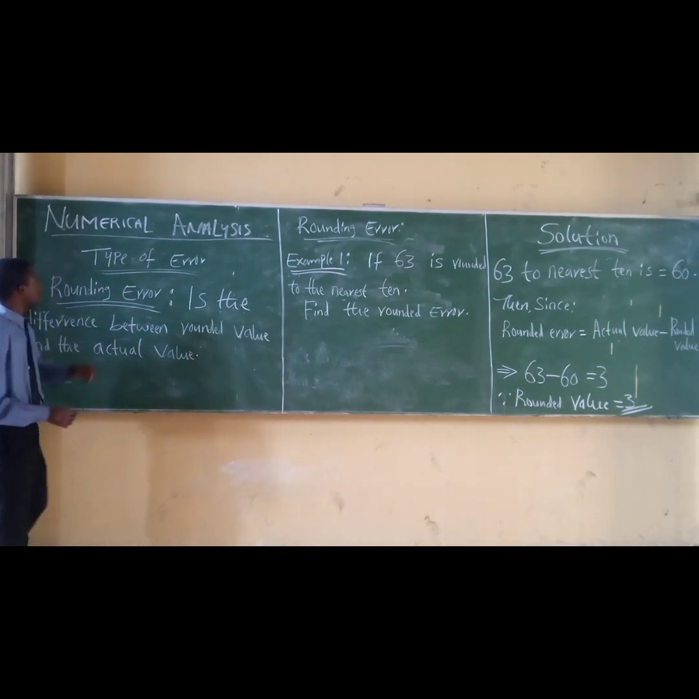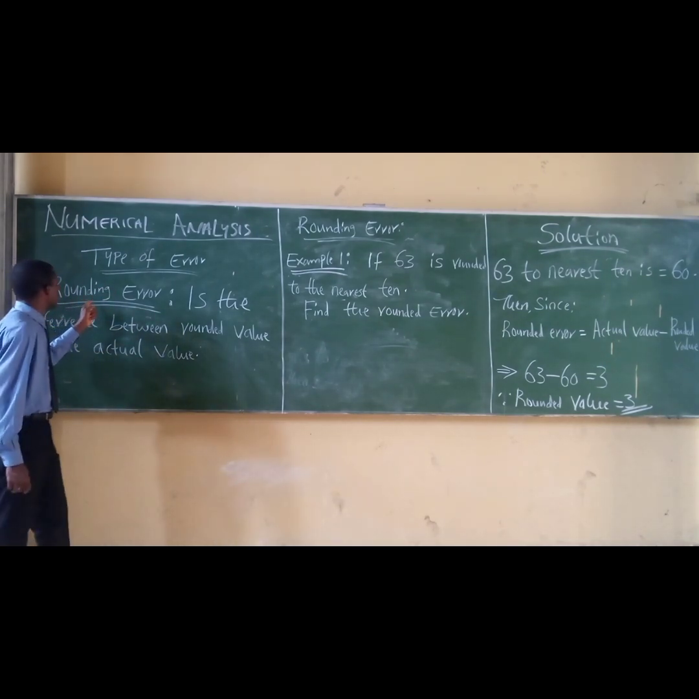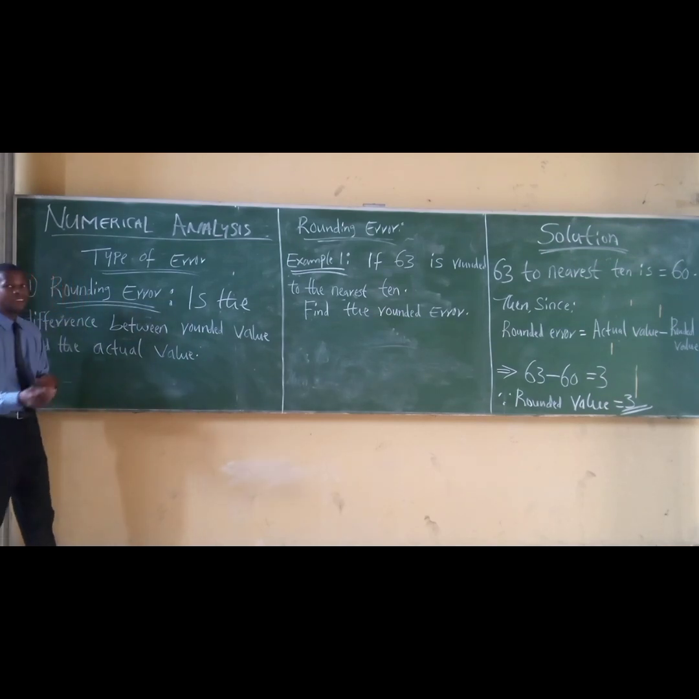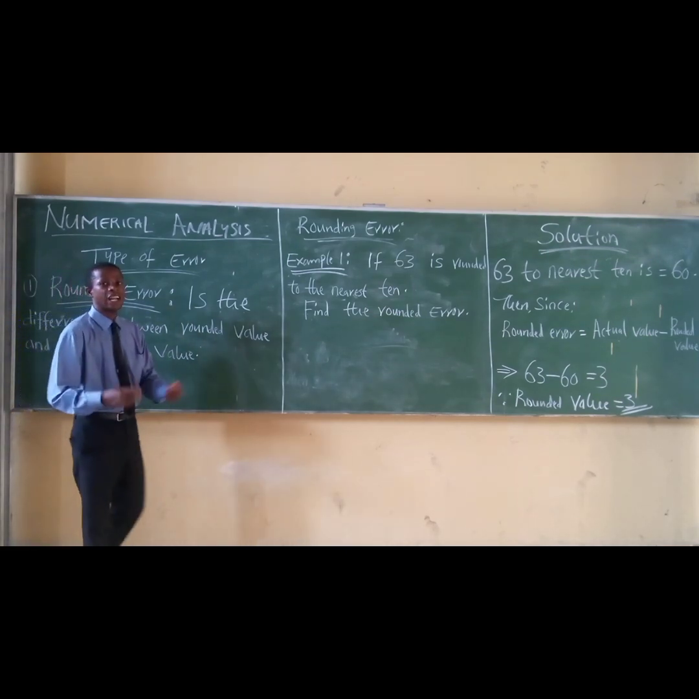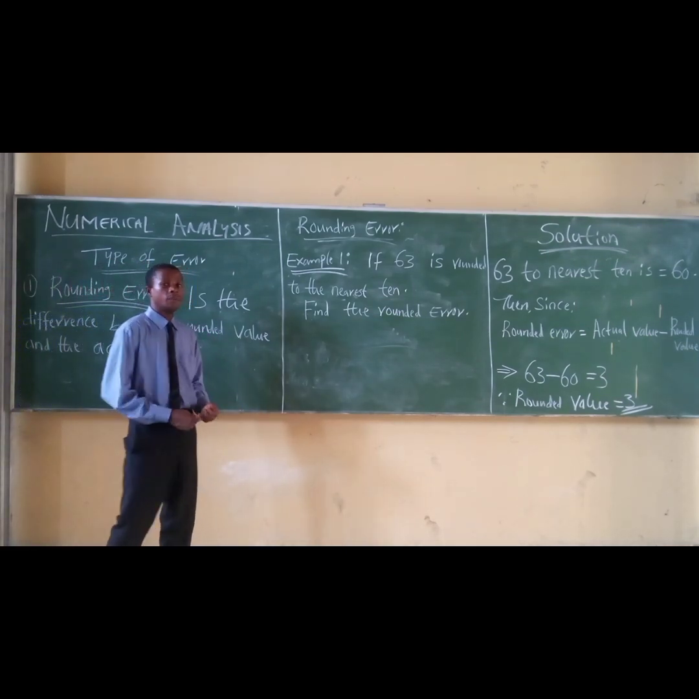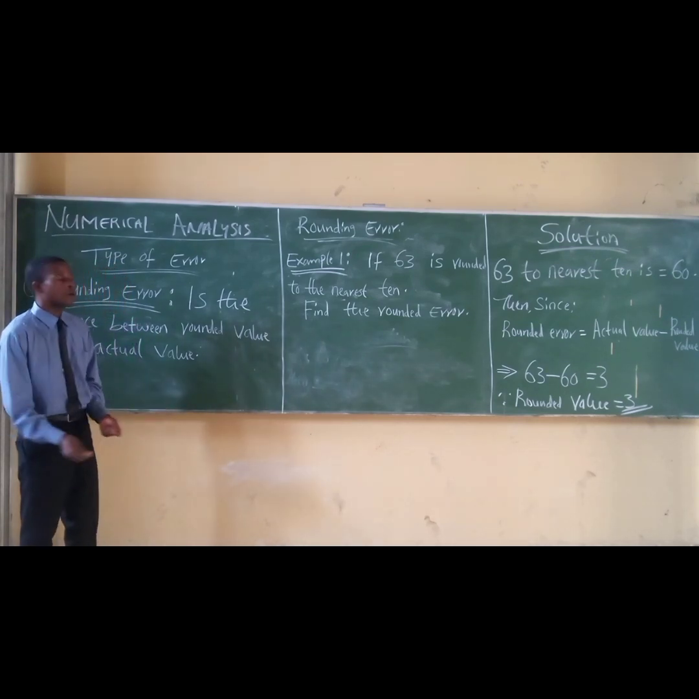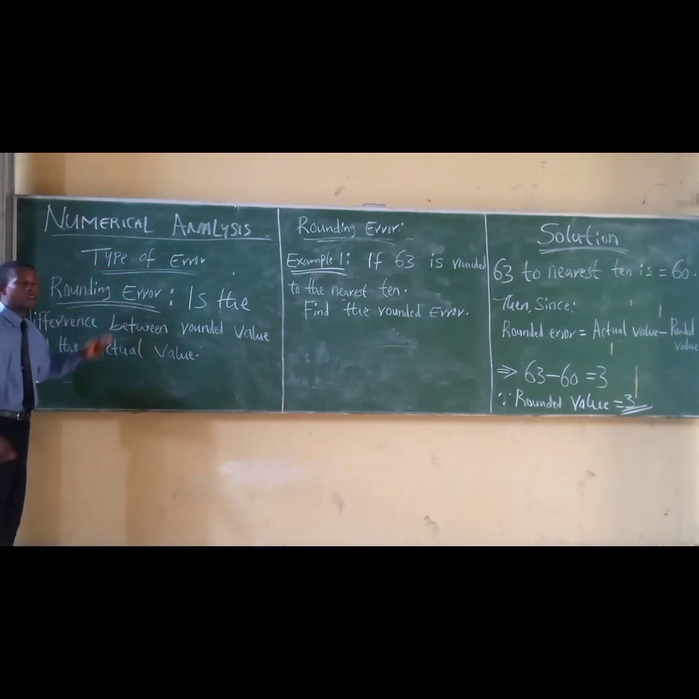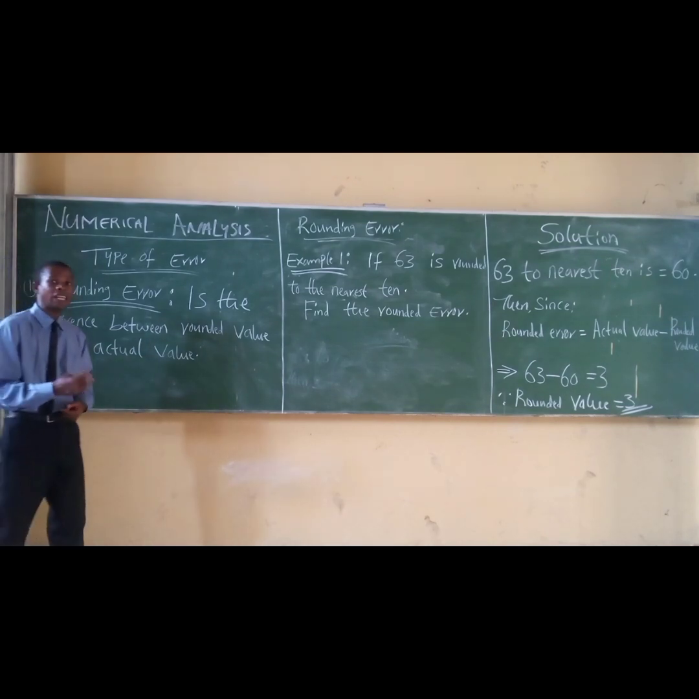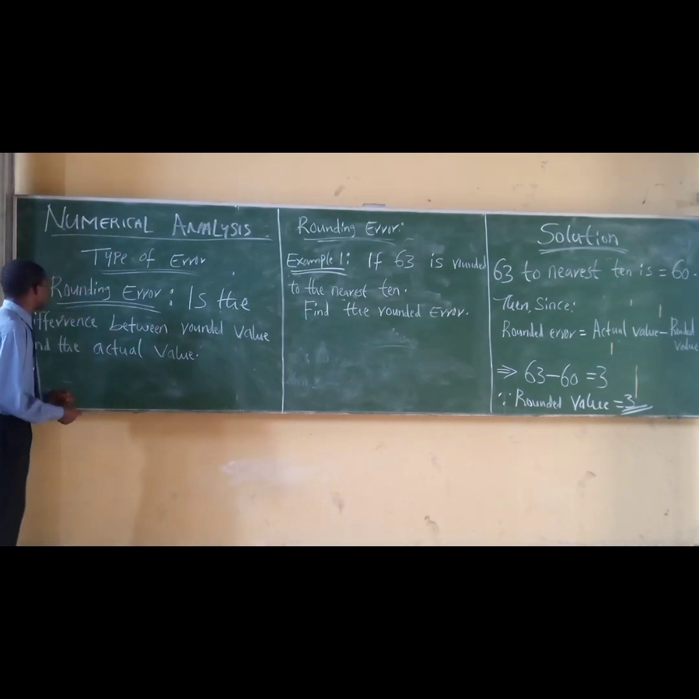So we have types of error. Number one is rounding error. What is rounding error? What do you understand by rounding error? Because we have rounding error, we have absolute error, and we have truncation error. But today we are going to look at rounding error, because we are going to look at them one after the other in a series.